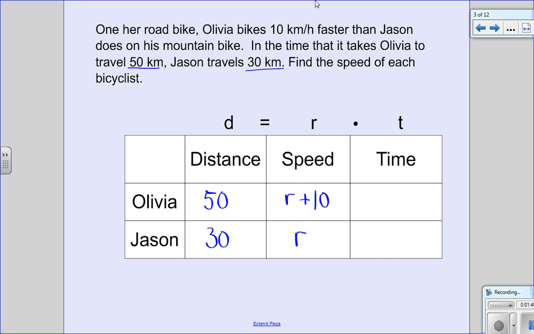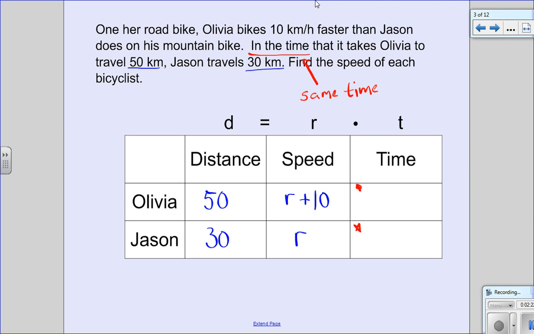Now in this problem, it doesn't give any information about their times, how long it took them. But we can figure this out because we see this phrase, in the time that it takes Olivia and Jason. So in other words, their times are the same. We have the same amount of time being used for both of them. Now we still don't know the exact number of minutes or hours that they're traveling, but using our motion formula, we can fill out our two charts here.